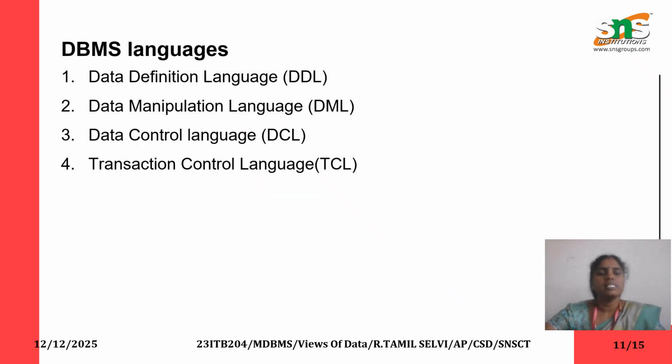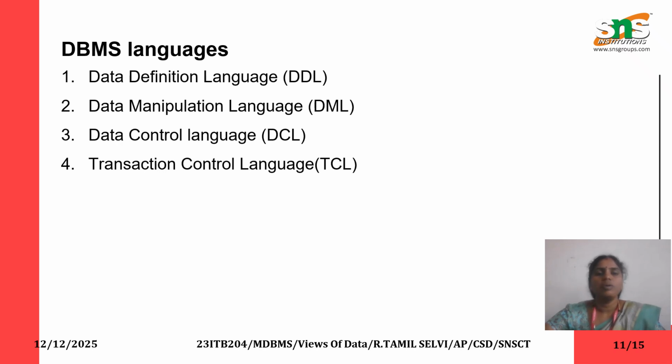The first one is data definition language. DDL is used to create, modify and delete the database structures like tables and schema. For that purpose, we can use the commands like create, alter and drop. And the second language is data manipulation language, that is DML, used to insert, update, delete and retrieve the data stored in the tables. For example, we can use the commands like insert, update, delete and select for this manipulation purpose.